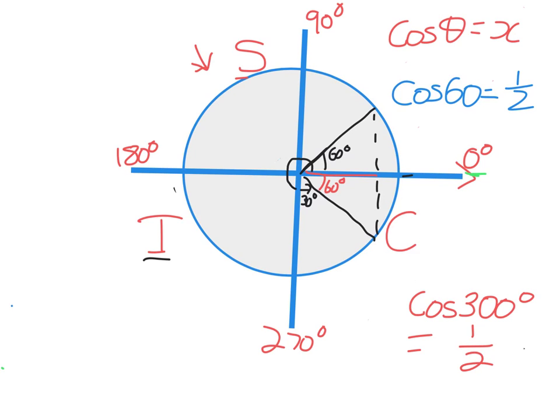Now remember we're in the fourth quadrant, so cos is positive in the fourth quadrant. So my answer, is it going to be positive a half or negative a half? It's going to be positive because the x value is positive here. So this is how we define and find out the sine, cos or tan of angles more than 90 degrees, whereas previously we couldn't.